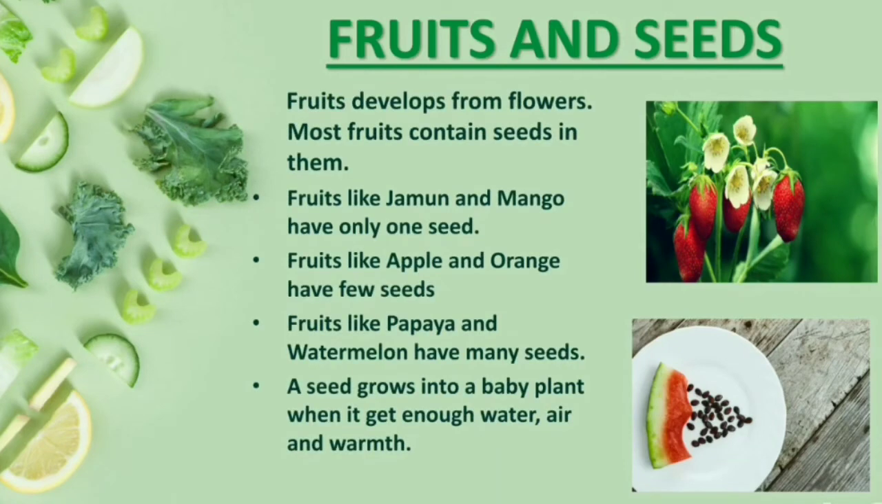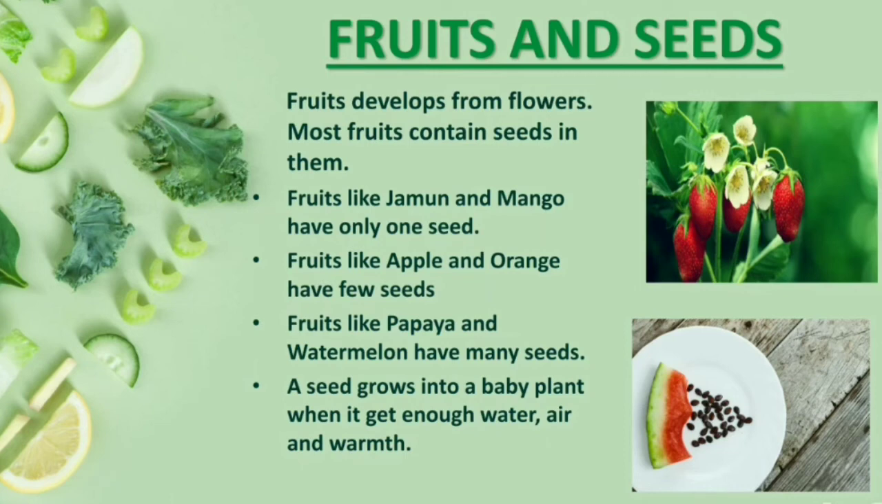Now we'll read about the last topic of our chapter, that is fruits and seeds. Fruits develop from flowers. Most fruits contain seeds in them. Now fruits are developed from flowers only. In some of the plants, the flowers change into fruits. Fruits like jamun and mango have only one seed. Fruits like apple and orange have few seeds. Fruits like papaya and watermelon have many seeds. Now you have also noticed that in some fruits there is a single seed, in some fruits there are few seeds, and in some fruits there are many seeds.